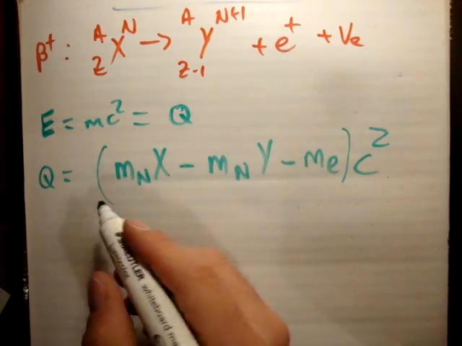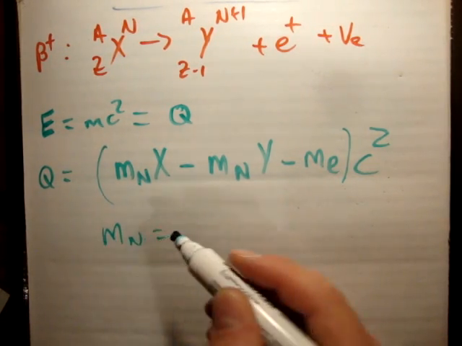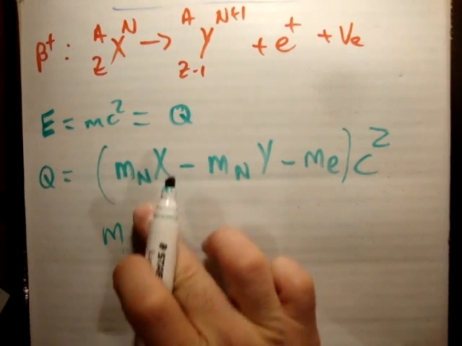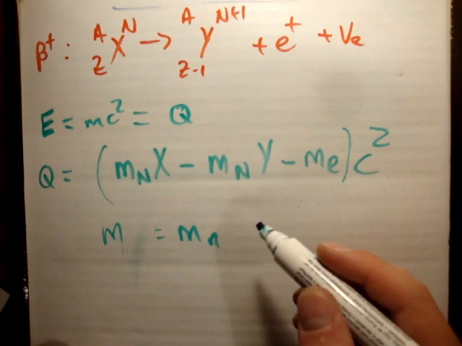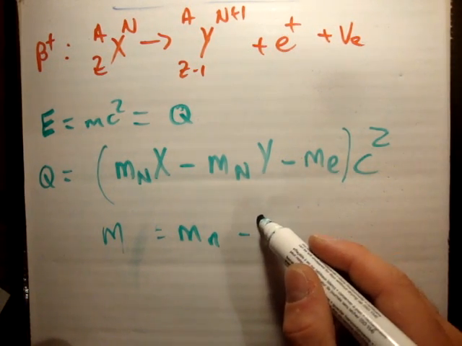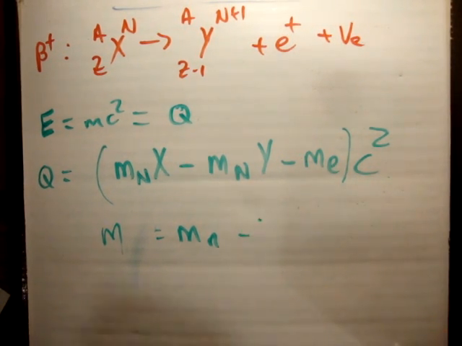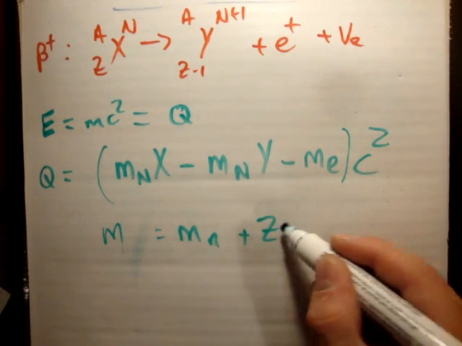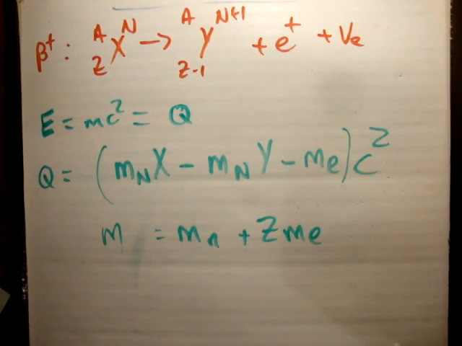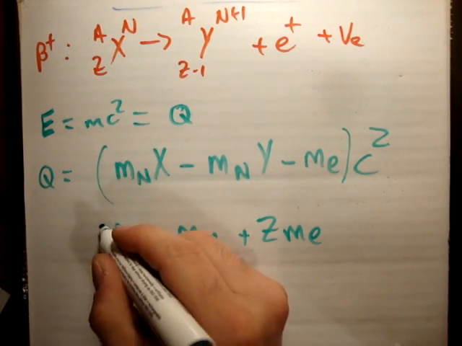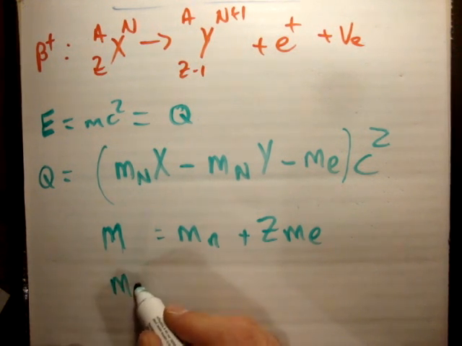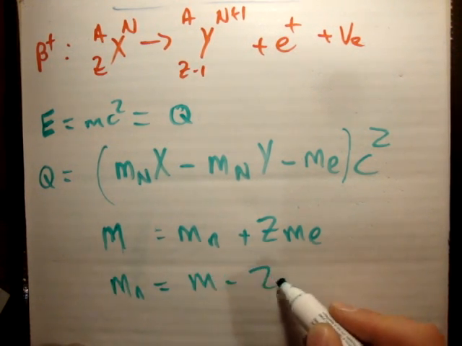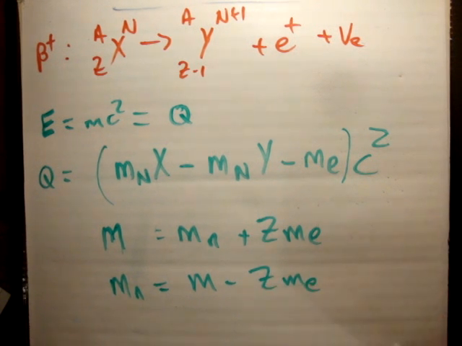But we can convert this because we know that the overall mass of an atom is equal to the nuclear mass plus the number of electrons times the mass of an electron. Very approximately, okay, very approximately. I know I've left out the binding energy values there, but we don't need to talk about that. That means that the nuclear mass, m sub n, is equal to the total mass minus the number of electrons times the mass of an electron.